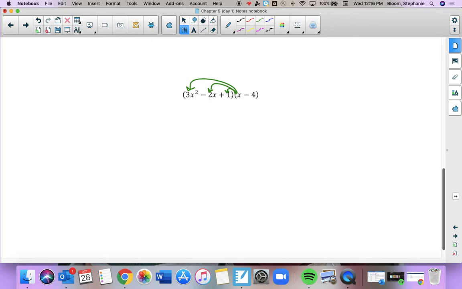Now, you don't have to follow that. If you want to go left to right, you're welcome to do that. So what is x times 3x squared? What is it? 3x cubed, okay? And then what is x times, notice that's a negative 2x. What's x times negative 2x? Negative 2x squared. And then I'm taking x times 1, which is just x, right?